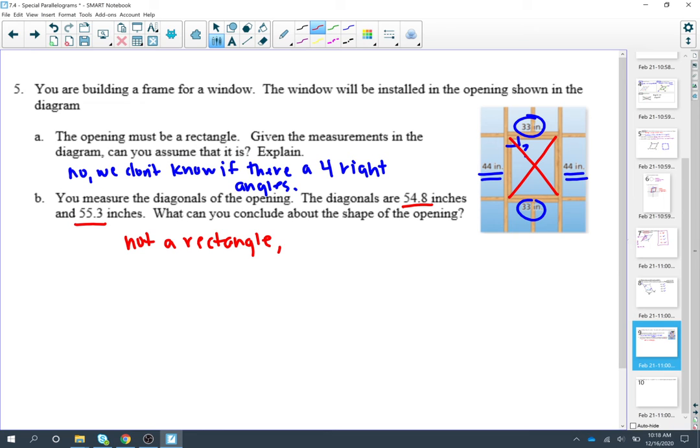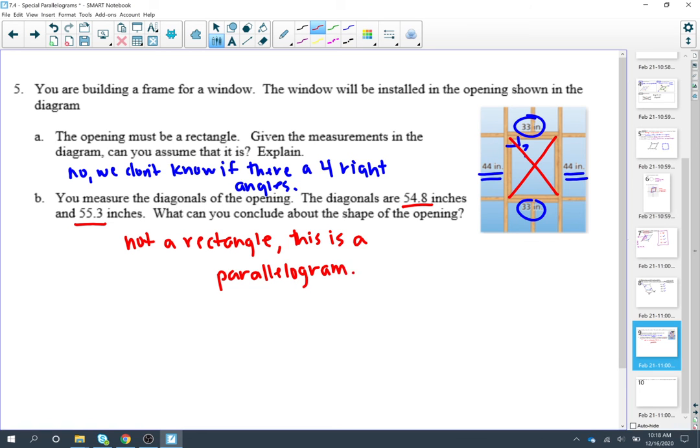Can I conclude that it's a rhombus? No, because in a rhombus, all 4 sides have to be the same length, and they're not. Can I conclude that it's a square? No, I don't have 4 right angles, and I don't have 4 equal sides. So we can conclude that this is a parallelogram.